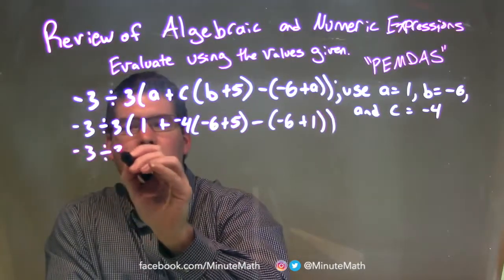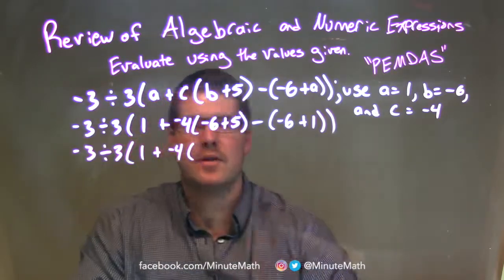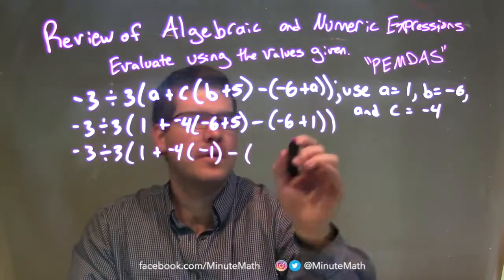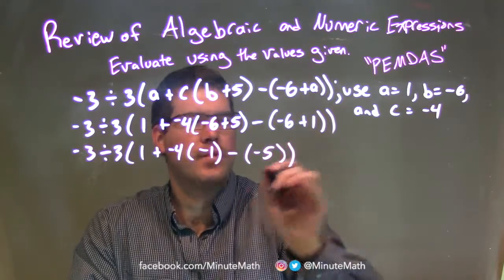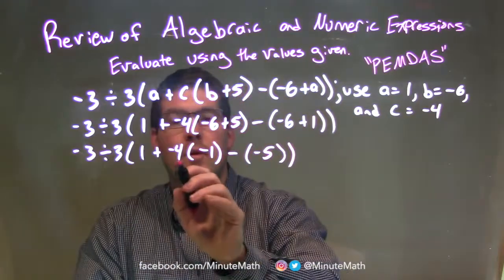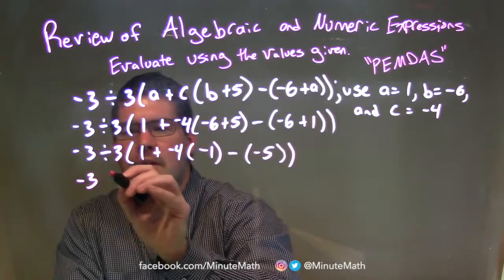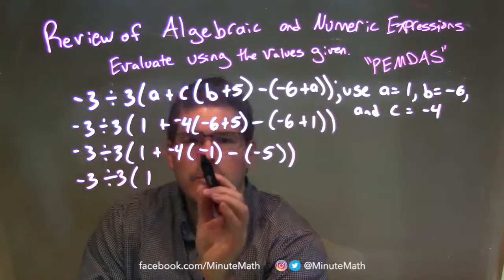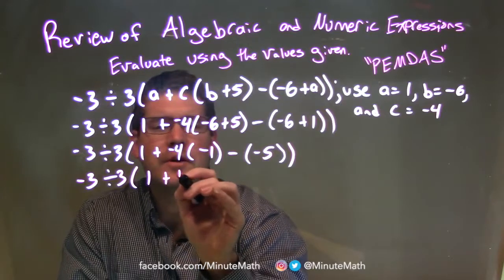Negative 3 divided by 3, 1 plus a negative 4 times negative 6 plus 5 is a negative 1. So we have a negative 1 right there. Minus, inside this parenthesis, negative 6 plus 1 is a negative 5. Okay. So now, inside the bigger parentheses, I see multiplication is the highest order right there, negative 4 times a negative 1. So let's rewrite this: negative 3 divided by 3 times 1 plus, whatever it is, the negative 4 times a negative 1 is a positive 4, so we have plus positive 4 here.